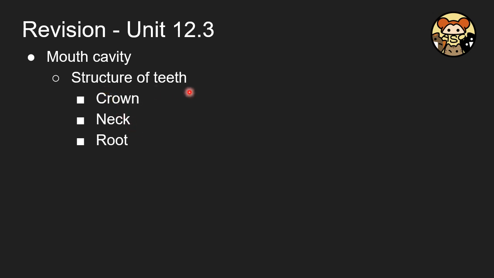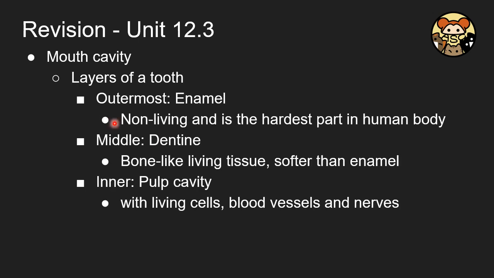For the general structure of teeth, it contains the crown, neck, and also root. There are various layers of teeth. The outermost is the enamel, a non-living part, and it is the hardest part in our body. The middle part is the dentine, a bone-like living tissue, and it is softer than the enamel. And the inner part is the pulp cavity. It contains living cells, blood vessels, and also nerves, so it will detect stimuli.